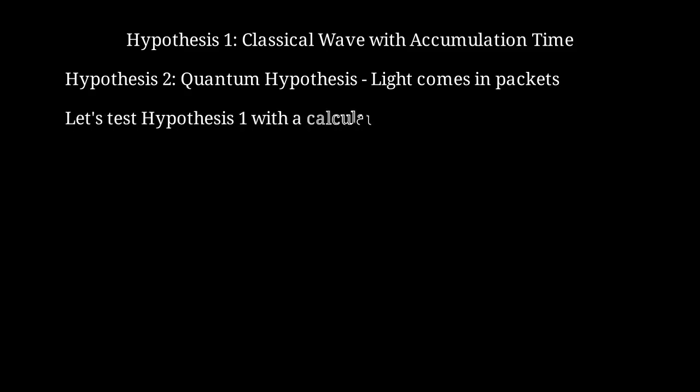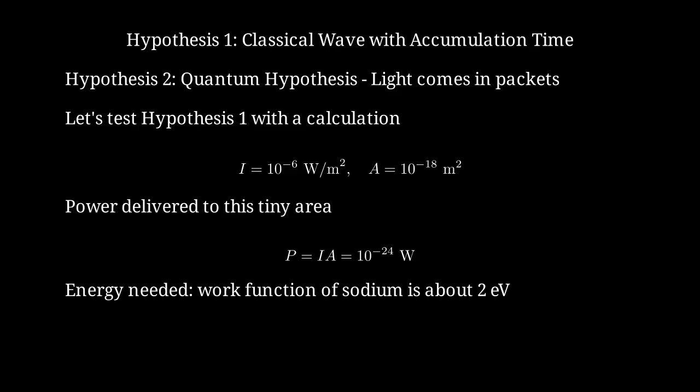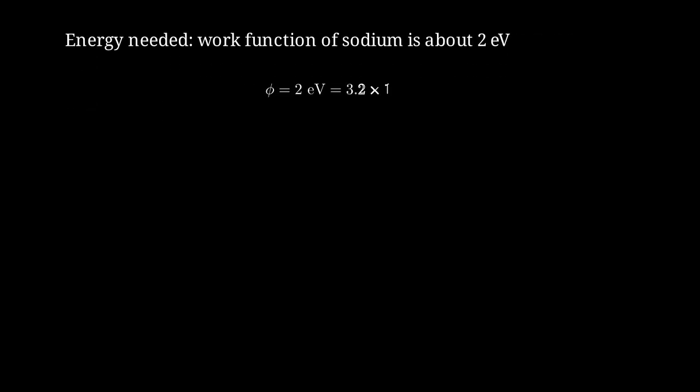Let's test hypothesis 1 quantitatively. Suppose we use very dim light, say 1 microwatt per square meter, hitting a target area of 1 square nanometer. Intensity equals 10 to the minus 6 watts per square meter. Area equals 10 to the minus 18 square meters. The power delivered to this area is intensity times area. Power equals 10 to the minus 24 watts. That's incredibly tiny. The work function of sodium is about 2 electron volts. In joules, that's 2 times 1.6 times 10 to the minus 19. Phi equals 3.2 times 10 to the minus 19 joules.